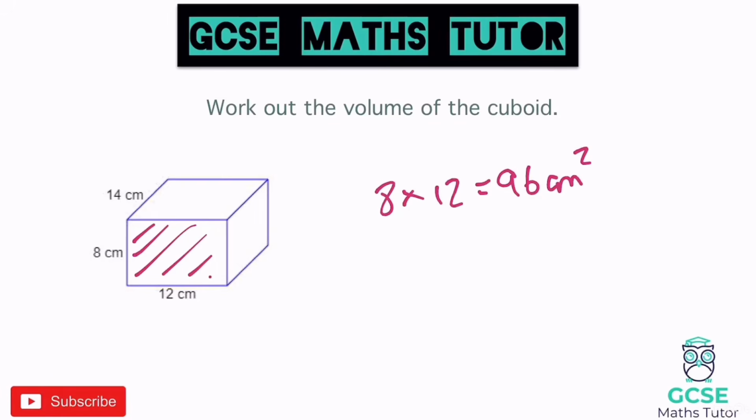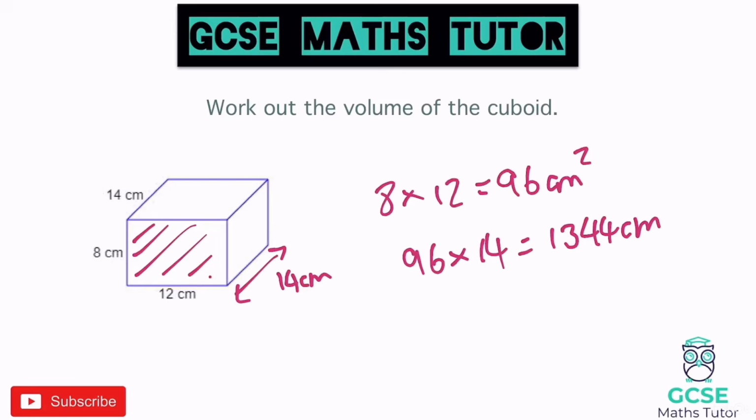And then to get the volume, we just times it by however far back the shape goes, which is the same as that 14 back there. So times that by 14, 96 times 14 will give us our volume. So 96 times 14 is 1,344, and it's a volume, so we put centimetres cubed, and that's how you work out the volume there. That works for any shape where we've got a constant cross section.